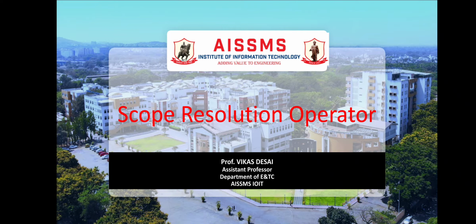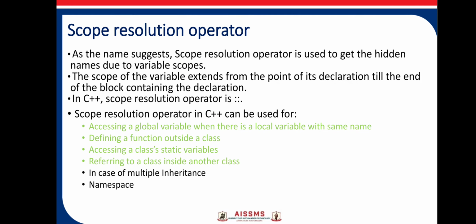In this session, we are going to discuss the third part of scope resolution operator. In previous lectures, we discussed the four usages of a scope resolution operator. To recall it, the scope resolution operator is shown with the four dots. In this session, we are going to discuss the usage of scope resolution in case of multiple inheritance, and second one, if a namespace is not written.